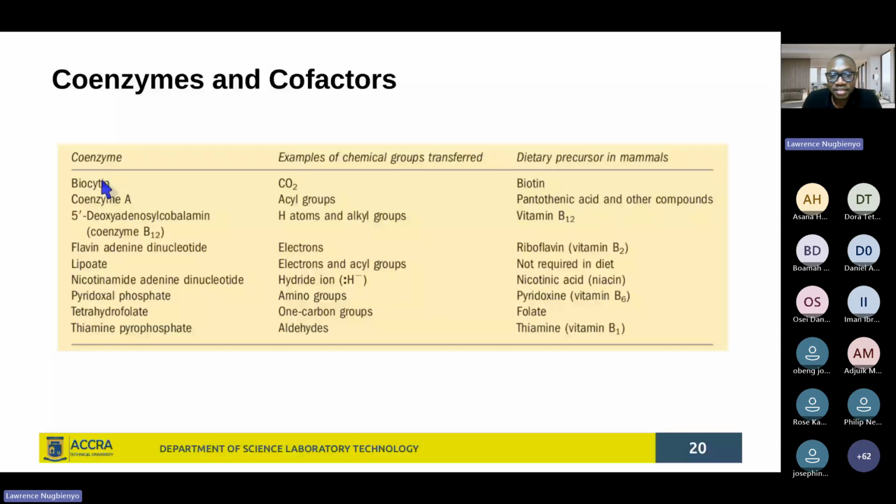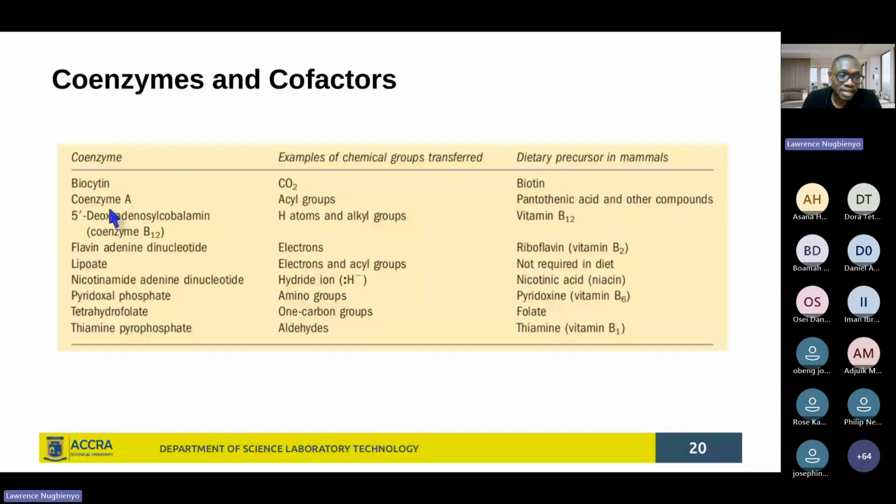So we see biocytin involved in the transfer of carboxylic acid groups, and the precursor or vitamin from which it is gotten is biotin, one of the vitamin Bs. Coenzyme A, you see coenzyme A a lot of times in many reactions, also involved in the transfer of acyl groups. It's also coming from one of the vitamin Bs, referred to as pantothenic acid.